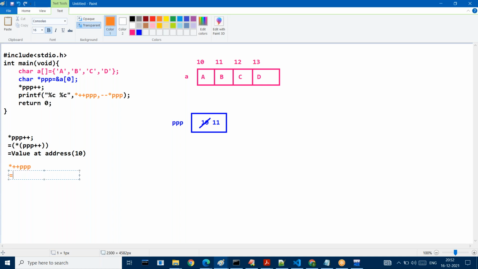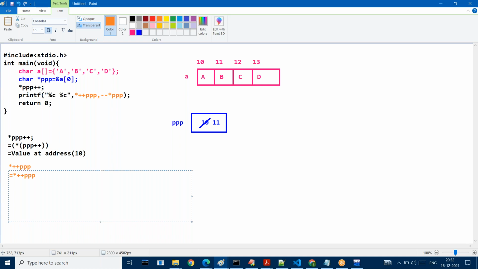But star and pre increment both have the same level of precedence. Once they have the same level of precedence, we have to go for associativity. What is the associativity? The associativity rule is right to left.